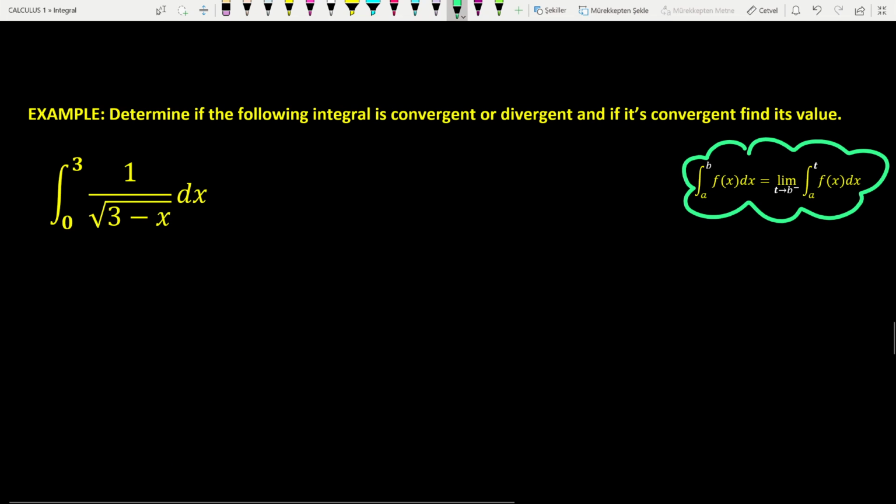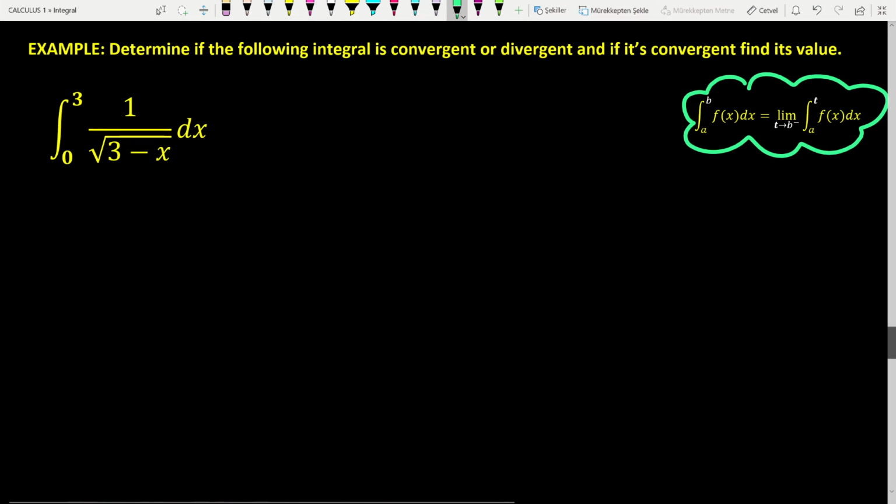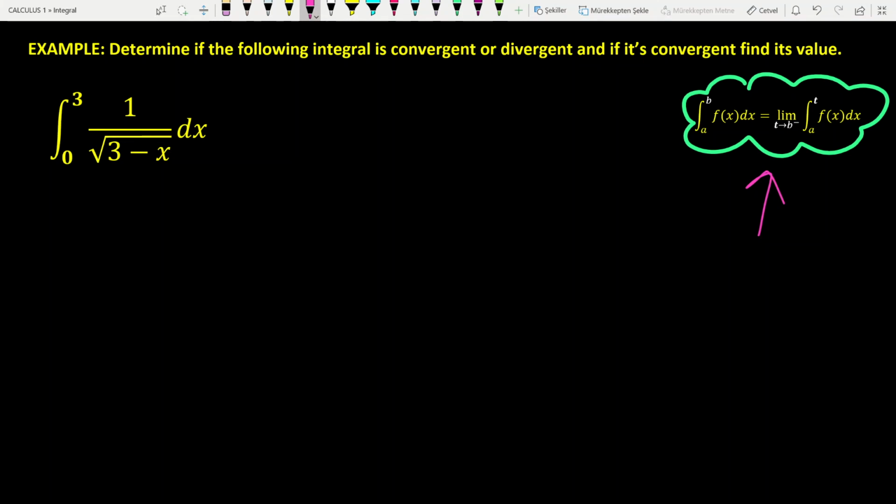Look at the first example. Determine if the following integral is convergent or divergent. And the rule is given on the right hand side of this page here. Look at the function, look at the integrand. This is 1 over square root of 3 minus x, and look at the endpoints. Is the integrand continuous at the point 0? Yes, this is continuous. What about the upper bound of integration? 3. The function is not continuous there. Okay? This is why this integral is an improper integral.